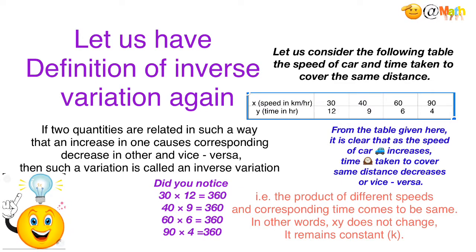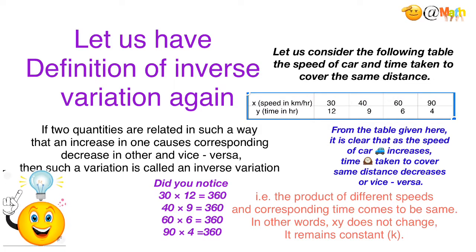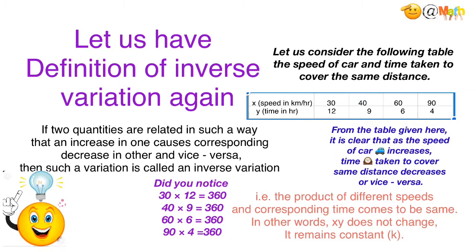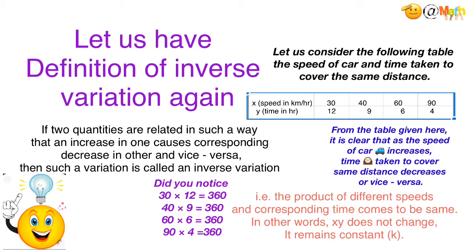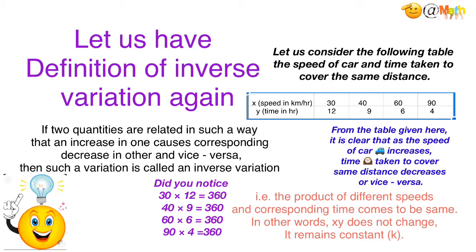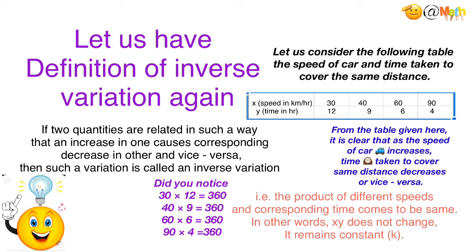From the table given here, it is clear that as the speed of the car increases, the time taken to cover the same distance decreases, or vice versa. That is, the product of different speeds and corresponding times comes out the same. In other words, the product of x and y remains constant. Did you notice here? 30 multiplied by 12 is 360, 40 multiplied by 9 is 360, 60 multiplied by 6 is 360, and 90 multiplied by 4 is 360. All the values are the same, which is constant.